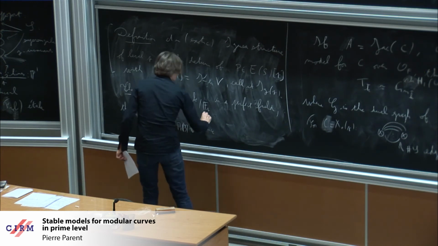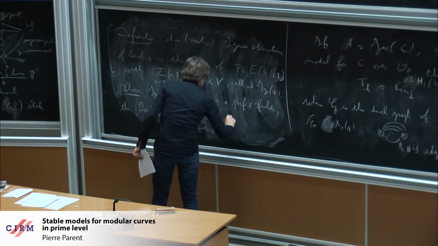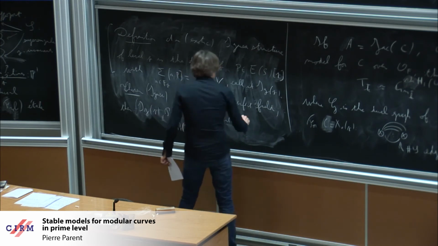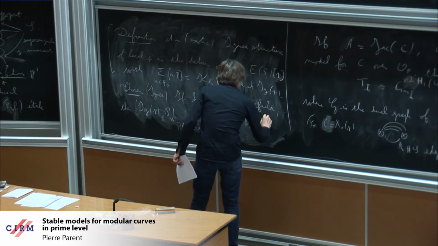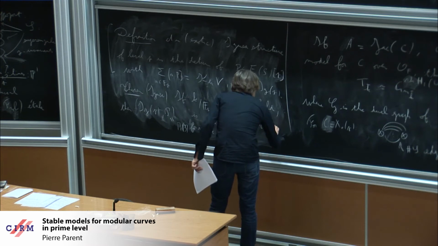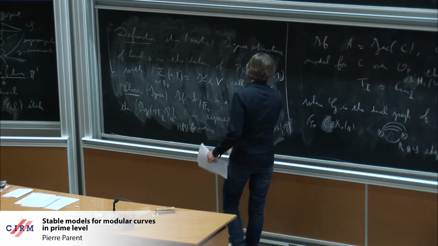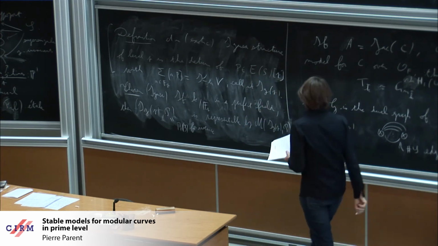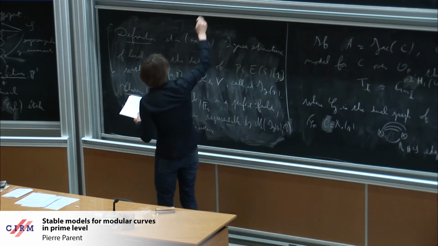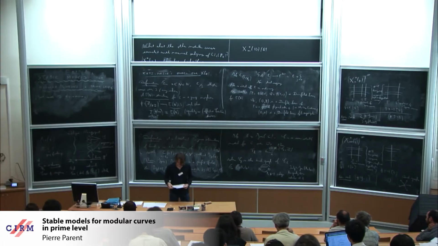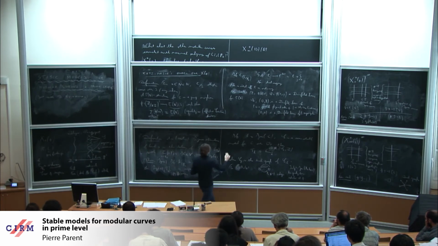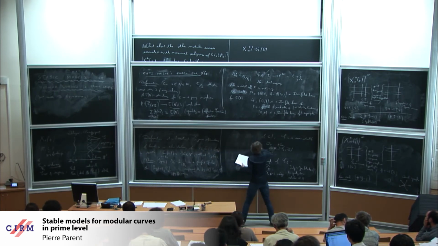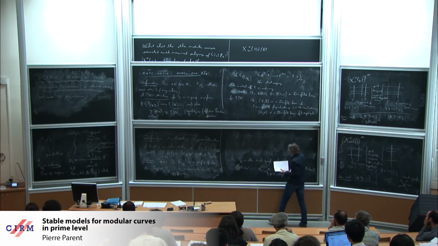So this is representable by a curve, which I will call M of Ig P, curly P. Okay, so we can represent the Igusa structure. And now we can come with those definitions to the description of the model by Katz and Mazur for X(P).